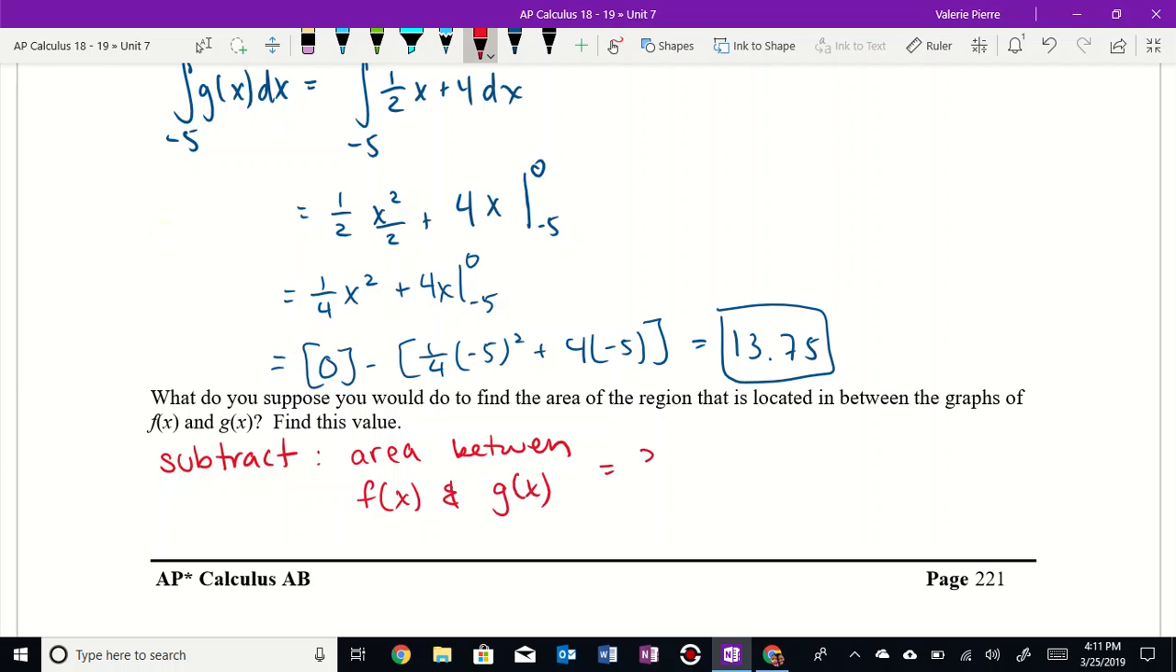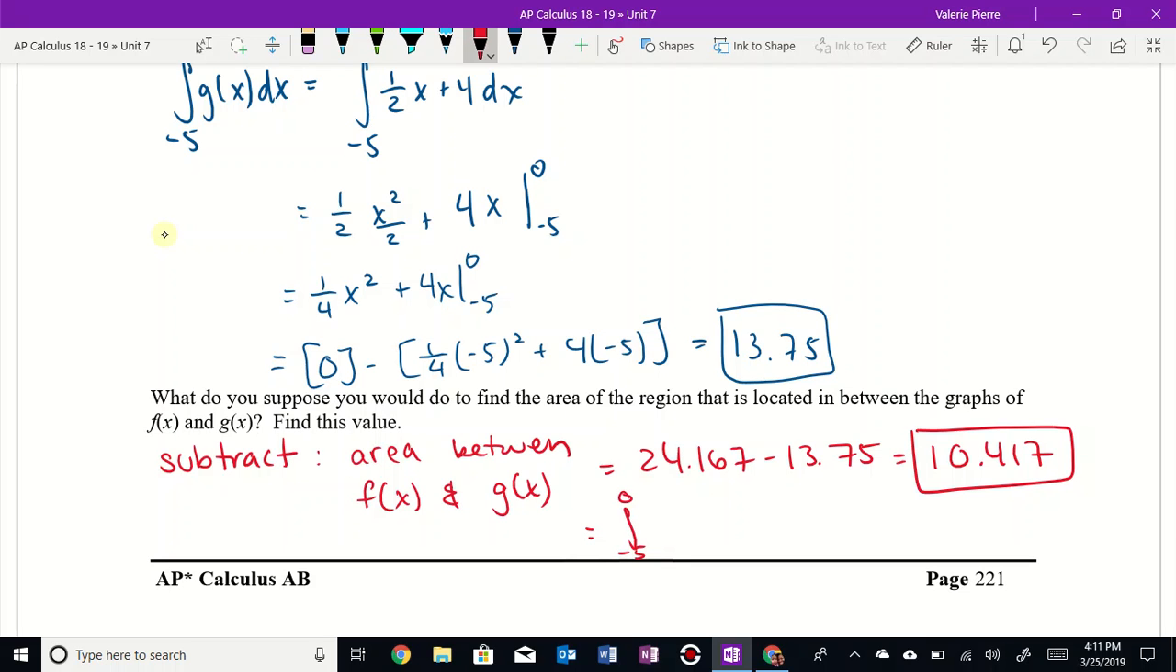So we'll take 24.167, subtract 13.75, and we'll get 10.41. So what we did there was we took the definite integral from negative 5 to 0 of f of x dx and subtracted from it the definite integral from negative 5 to 0 of g of x dx.